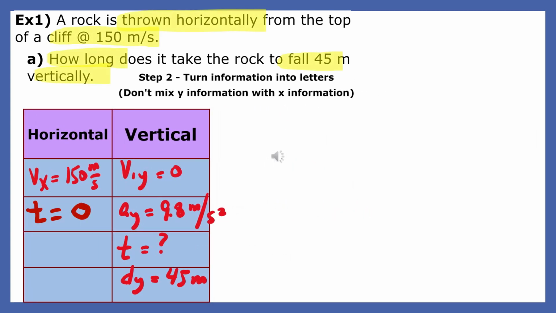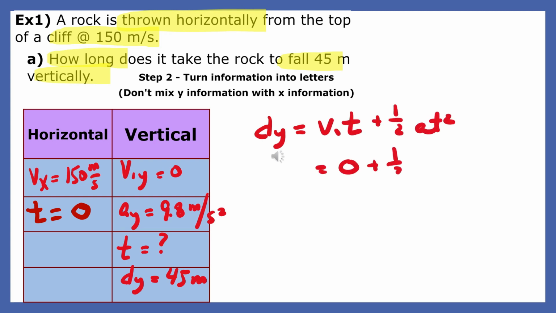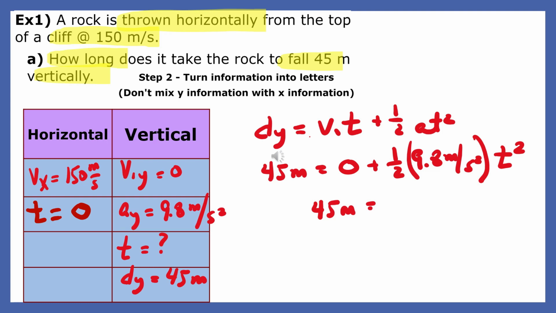To solve this problem, we need to find an equation that either matches all the variables on the vertical side or all the vertical variables on the horizontal side. Well, it's pretty easy to see that we have many more variables on the right side, so the equation that fits is dy equals vit plus 1/2 at squared. When we do the math, we get an answer of 3.0 seconds.